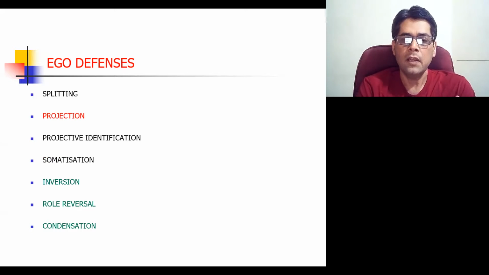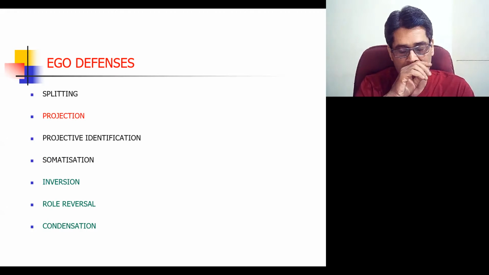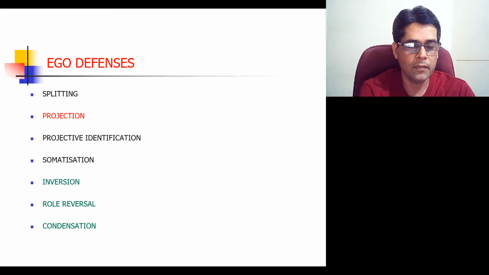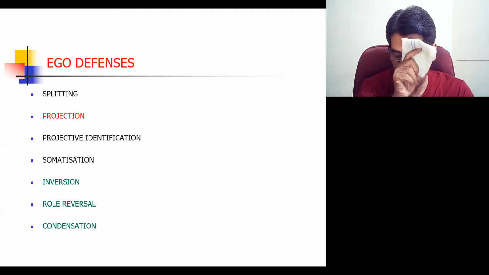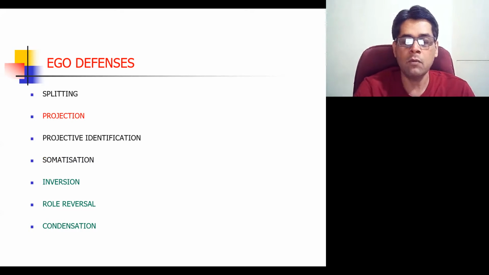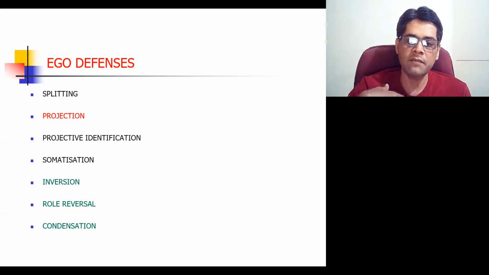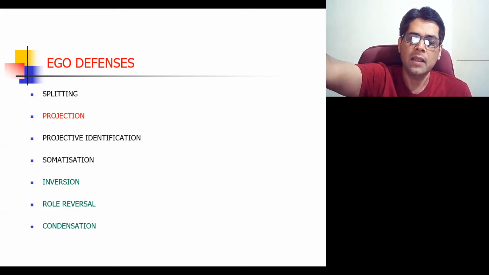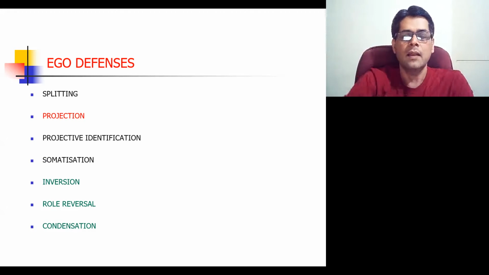For example, if there are good and bad parts of me, I don't want to see the bad parts of me. I don't want to accept it, it's too painful. So what I do is I split off my whole personality into two, good and bad. I keep the good with myself and put my bad onto somebody else. And then I see that person as a bad person. That is splitting.